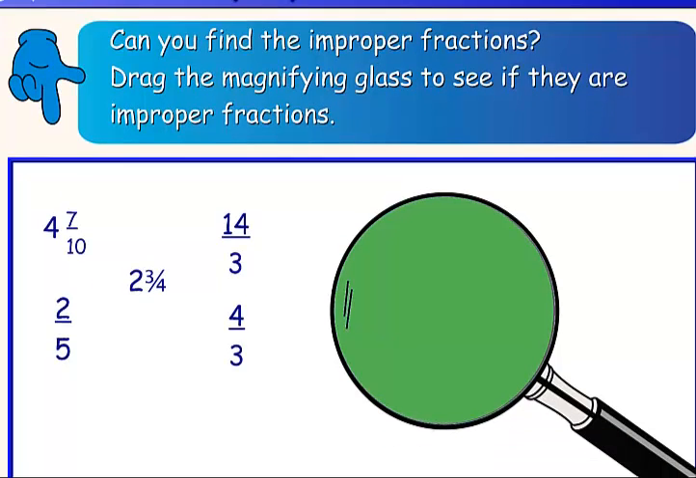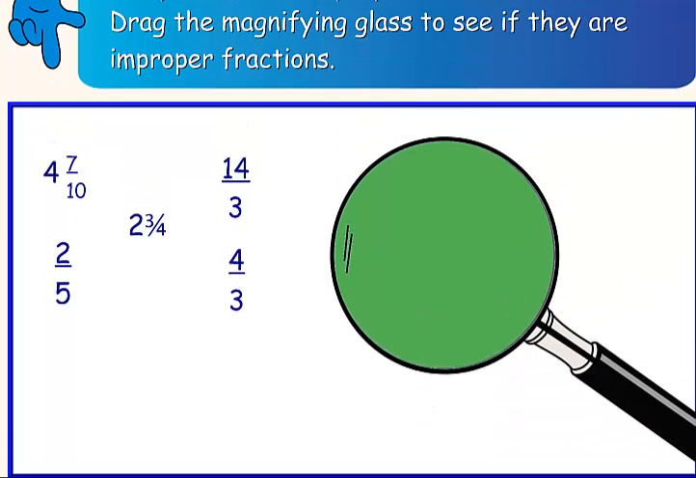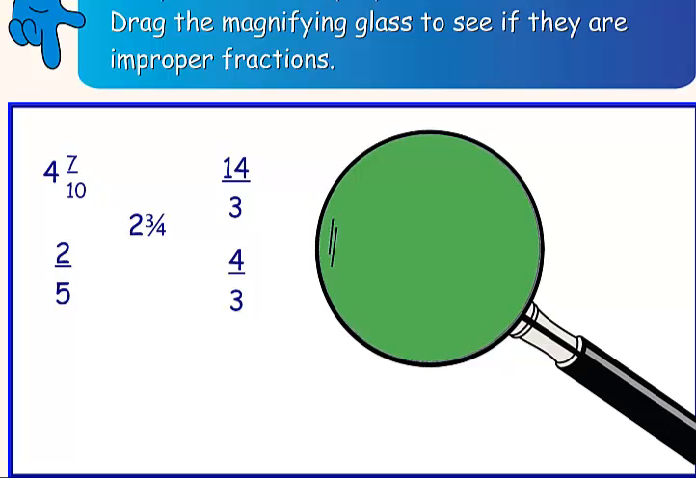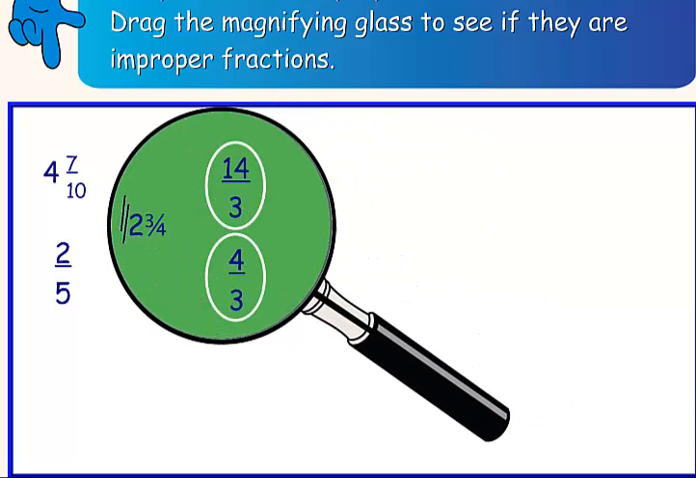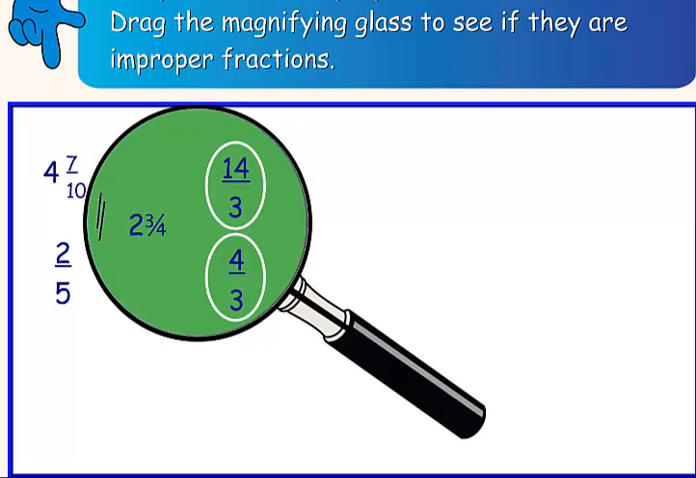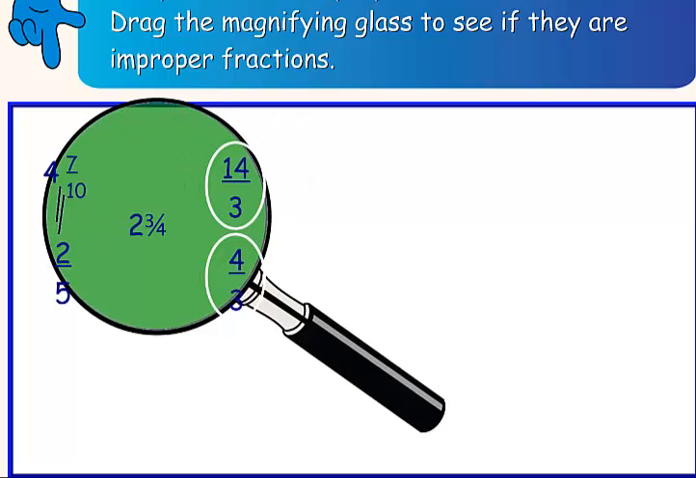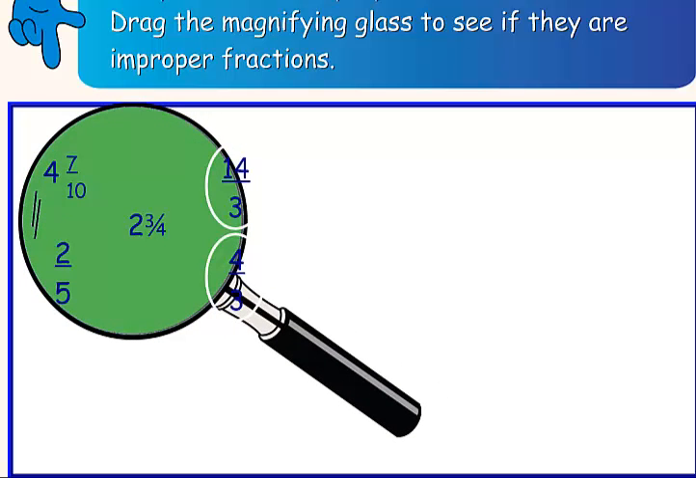Now let's look at some improper fractions. Can you spot the improper fractions? Let's see if you're right. 14/3, notice that the numerator is larger than the denominator. 4/3, and that's it.